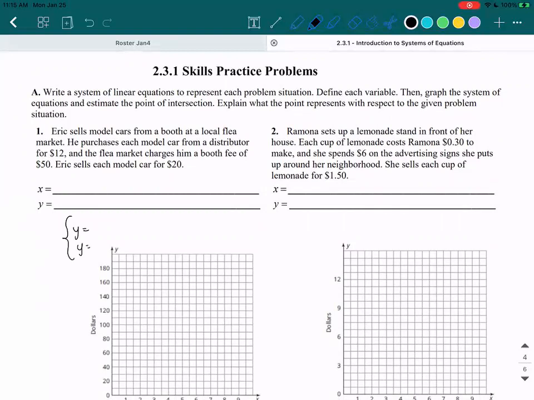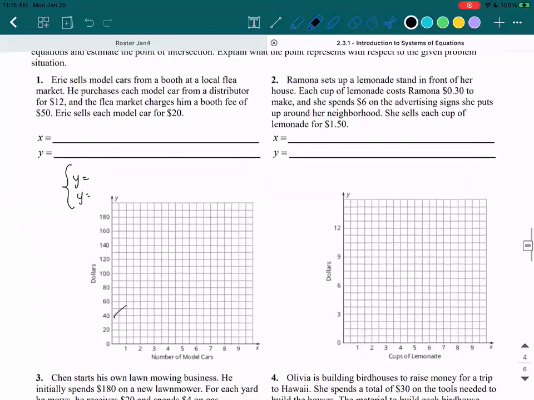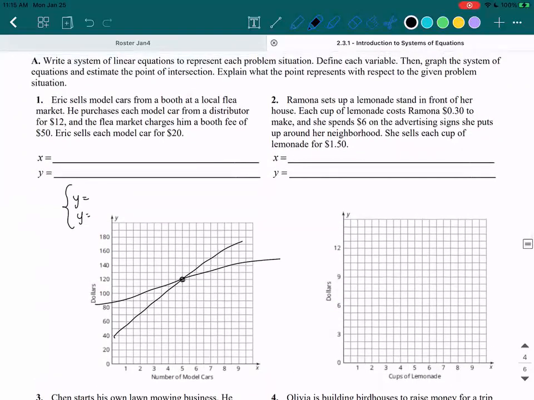Okay, then you're going to graph the system of equations, so you'll get like 2 lines somewhere, and estimate the point of intersection. You're like, oh, the point's right there. Then you explain what the point represents with respect to the problem situation. So is it like, for example, 5 cats makes 120 dogs? Like, what does that even mean? Okay, so that was kind of covered in our first video.